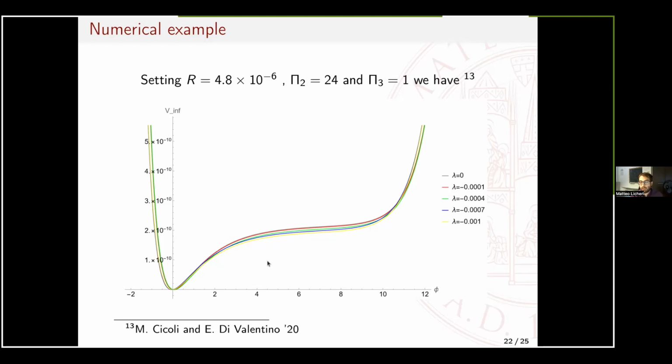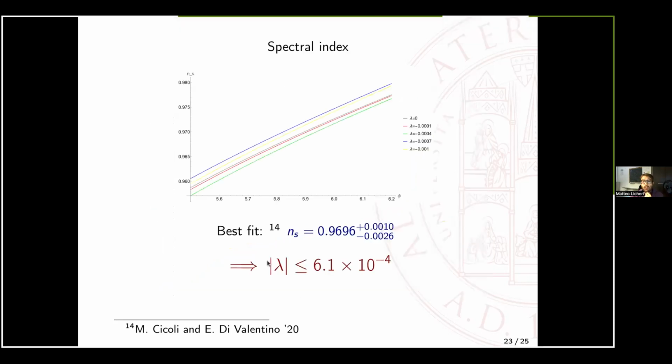Basically, it becomes different. The spectral index here shows a much wider range of values with respect to the blow-up case. And again, with the best fit given here by the spectral index, we have that the upper bound of lambda is 6 times 10 to the minus 4. That is different from the previous bound that was 10 to the minus 3. So this is even a lower bound, so it allows more values of lambda.